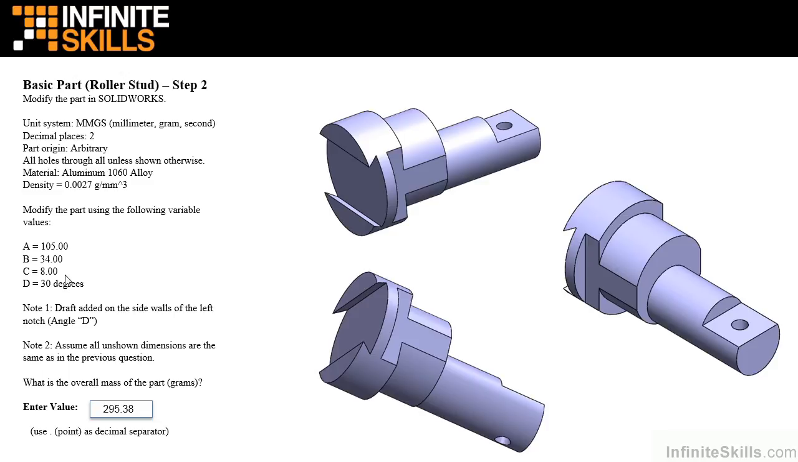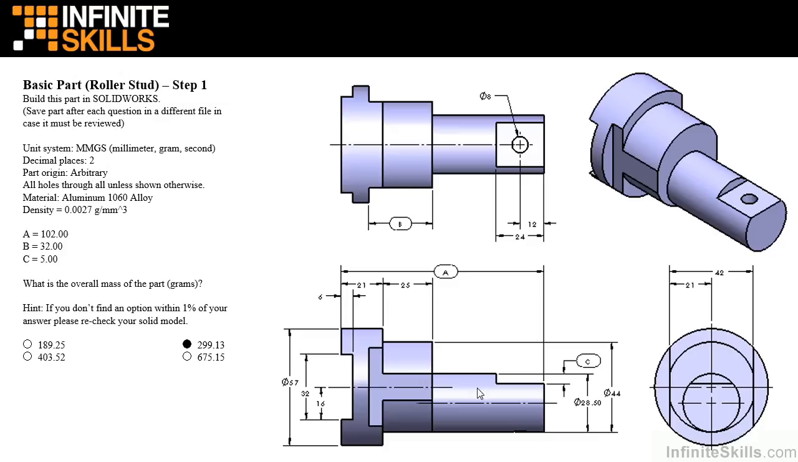So that gives you an idea of how the part is going to change from one question to the next. And that should help you decide how to model the part. I'm going to go back to step 1. And once again, we are creating a flat 5 millimeters deep by 24. Let's go to the SolidWorks screen and create the feature.